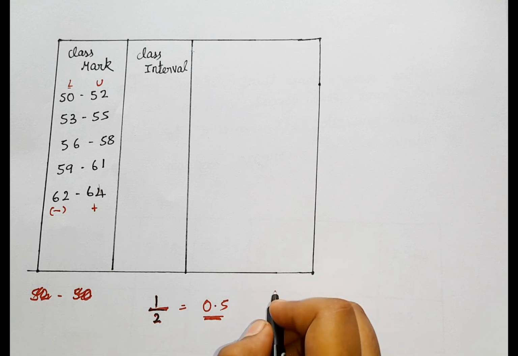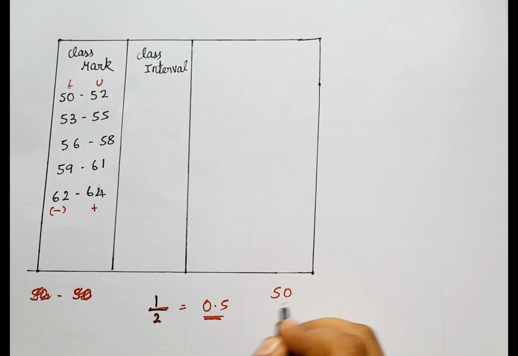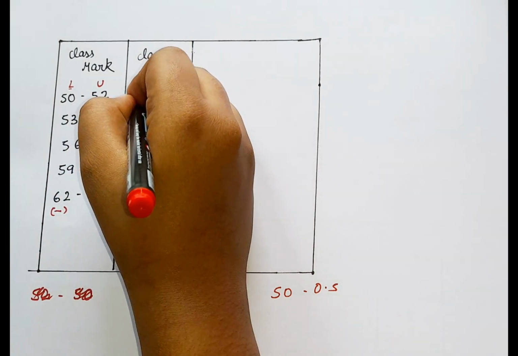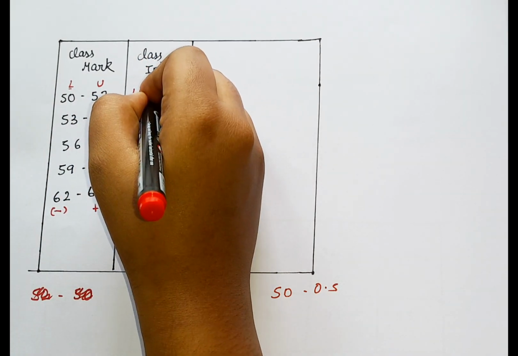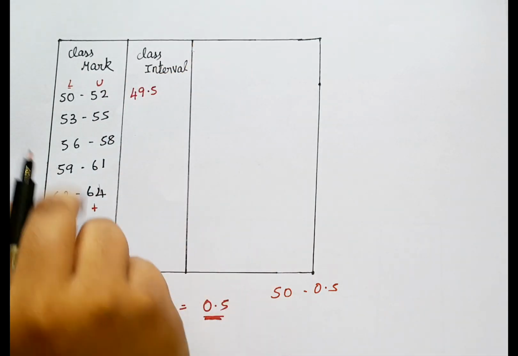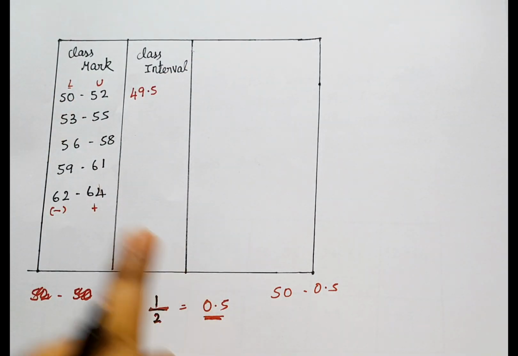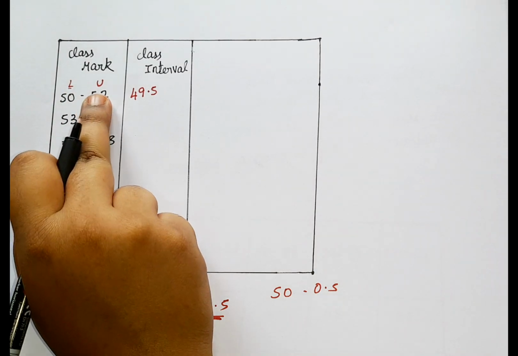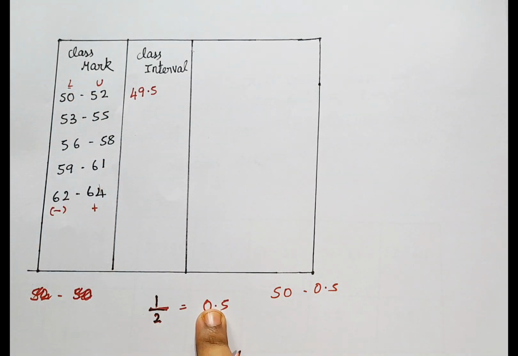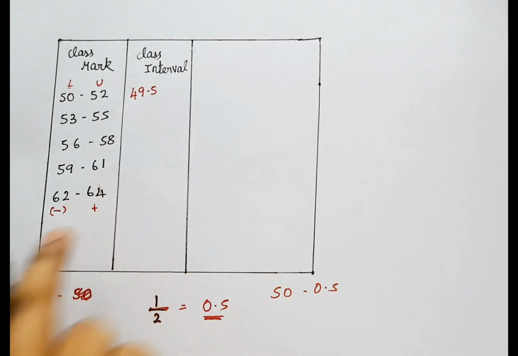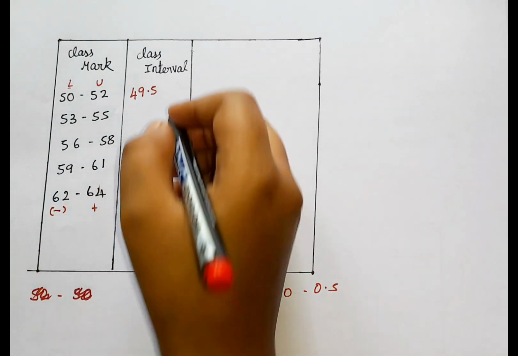So now when I just subtract 50 minus 0.5, I get 49.5, isn't it? I'll get 49.5 when I subtract 0.5 from 50. So now I'm going to add 52 plus 0.5. Why am I adding? Because I told you, for the greatest number we are supposed to add it.